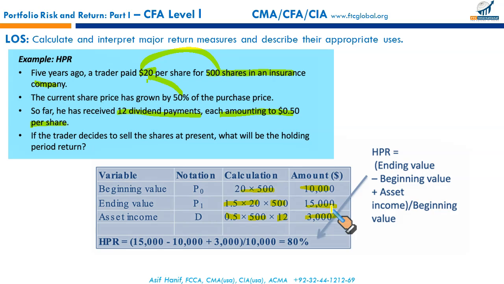So applying the same formula, ending value minus the beginning value plus the income generated, the asset income, divided by the beginning value. So you get 80%. So this is how we calculate the holding period return. There is one important point to be remembered here, that holding period return like this 80%, it needs to be considered whether this 80% has been earned over a period of 1 year, 2, or maybe 20 years. So this is important. Just 80% itself doesn't mean anything unless you have in mind what is the total time period for which the investment was held.